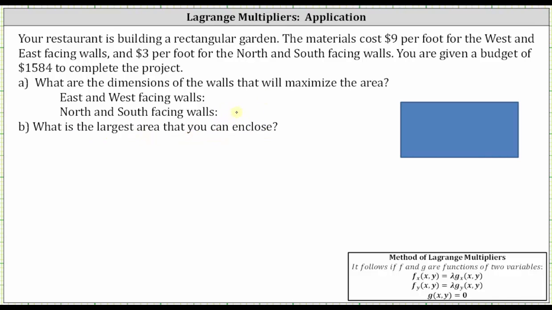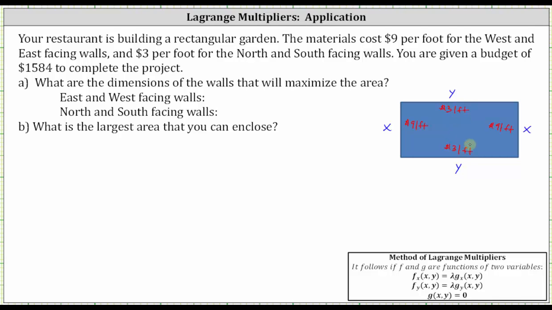We will solve this problem using the method of Lagrange multipliers. Let's first set up the given information using this rectangle on the right as the garden. Let's let the west and east facing walls have a length of x feet. And let's let the length of the north and south facing walls be equal to y feet. The cost of the west and east facing walls is $9 per foot. And the cost of the north and south facing walls is $3 per foot.